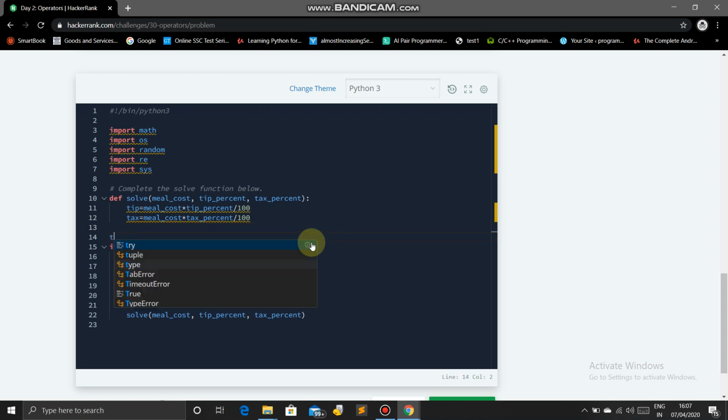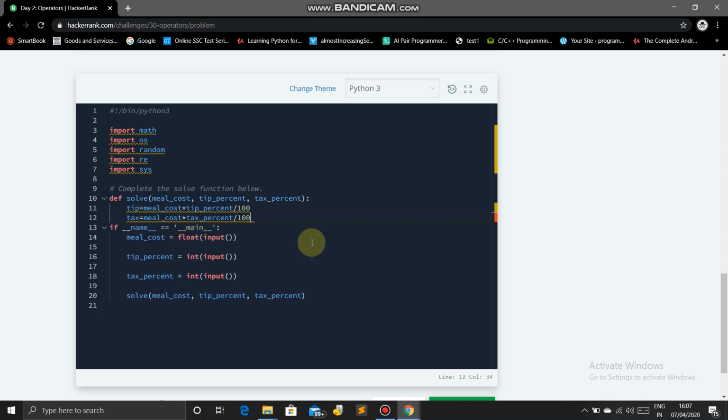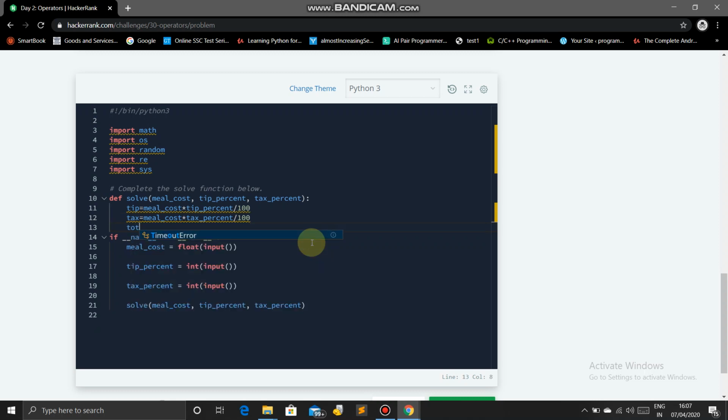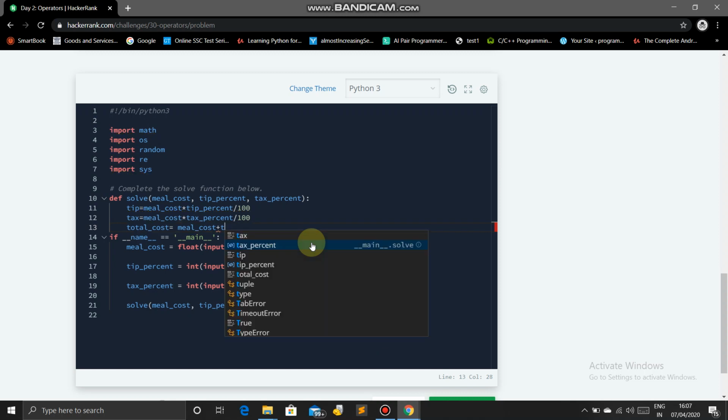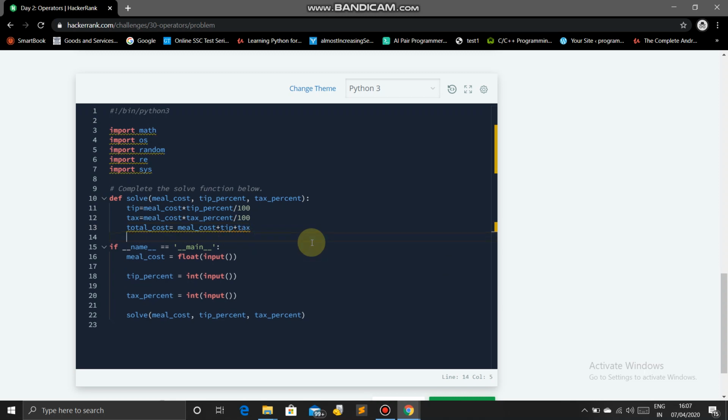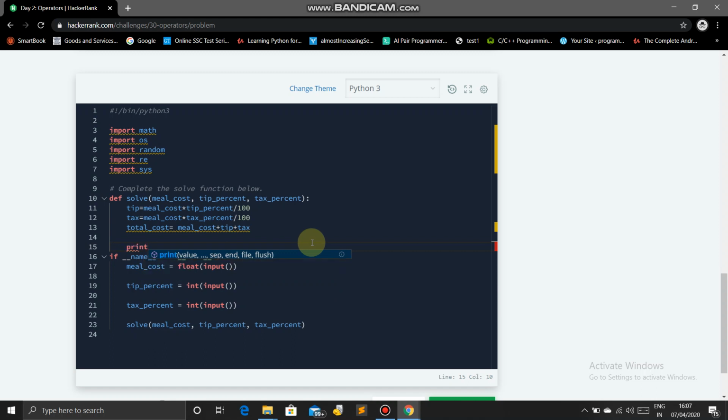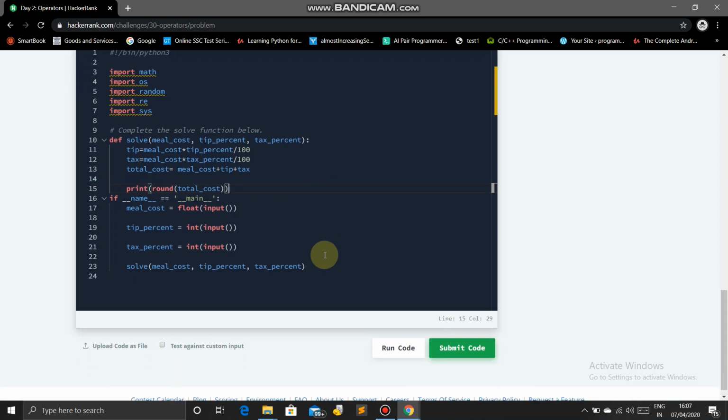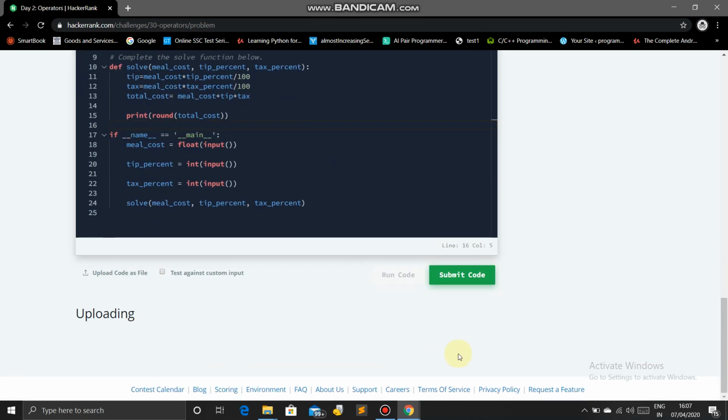Now we have to calculate the total cost. Total cost is equal to meal cost plus tip plus tax. Now what do we have to do? We have to just print the round of total cost. So that's it for this. Now you can just run the code.